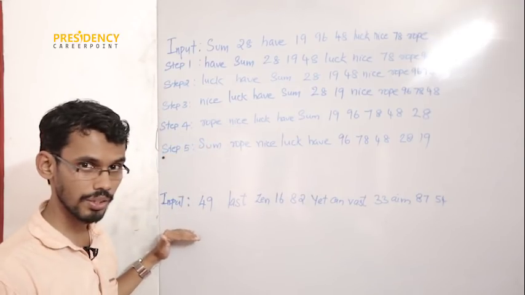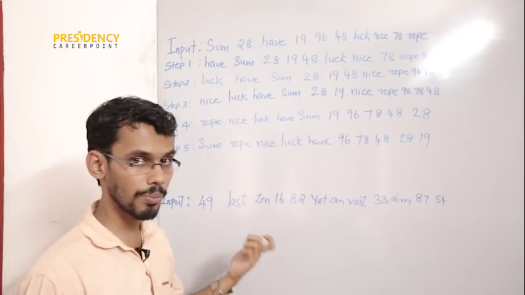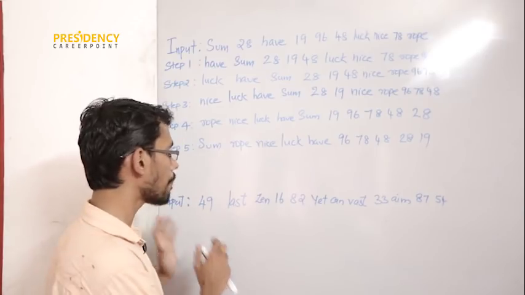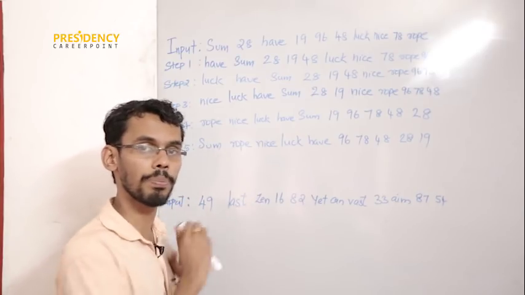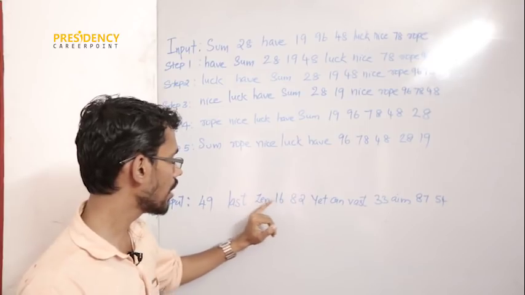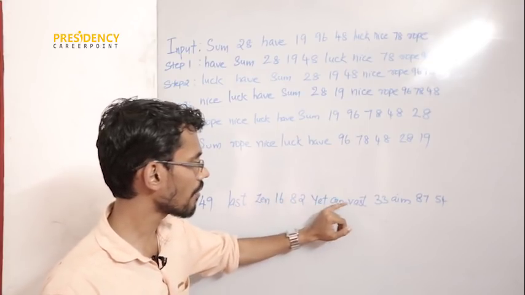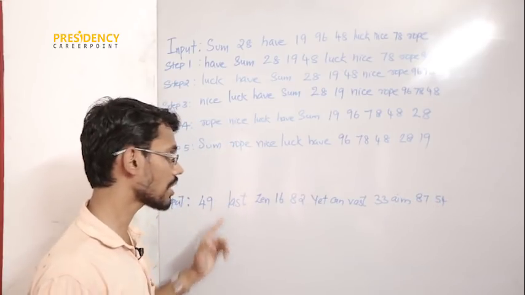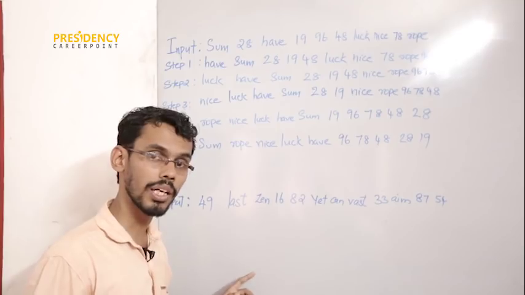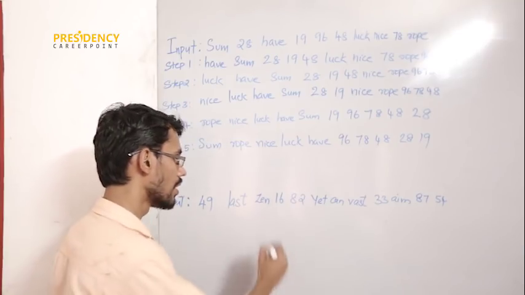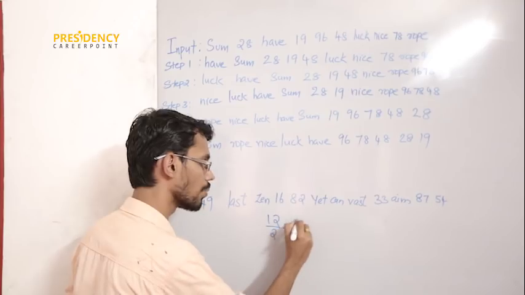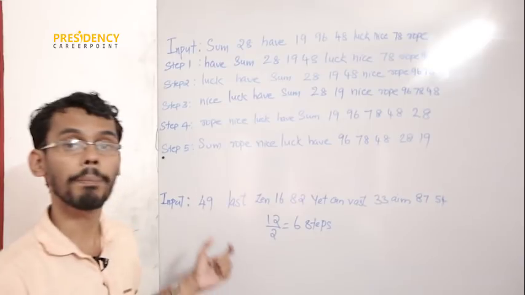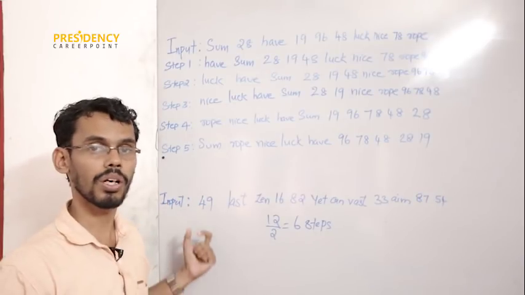Similarly, in the given question, we can just find out how many steps are required to complete the above rearrangement. You simply count the number of elements given in the particular input. Look, 1, 2, 3, 4, 5, 6, 7, 8, 9, 10, 11, 12. That means the total number of steps to complete the above rearrangement is 12 divided by 2, that is equal to 6. So 6 steps will be required to complete the above input rearrangement.